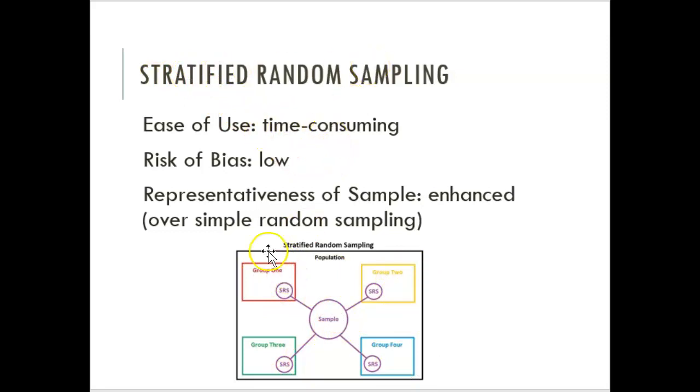Again, it's time consuming because we have groups and then we've got to put everyone's names into a hat and then bring them forward. So there is a process here, but it's still good. The risk of bias is low. The best way is simple random sampling, where everyone here is put into one group, but sometimes it's not feasible. And sometimes we'll just want to split them up and then randomly choose from each group.